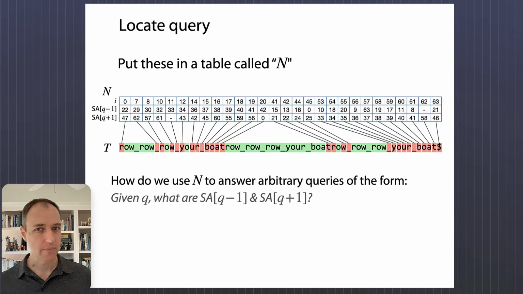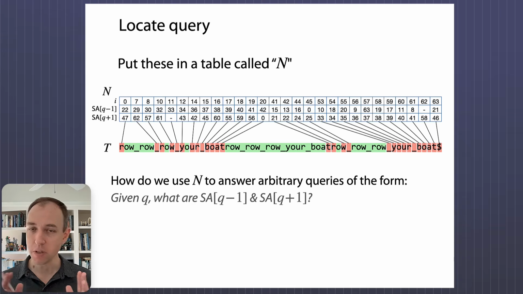But how do we do that? How do we use this N table to answer arbitrary queries of the form: given that I'm at offset Q with respect to the BWT, please tell me the suffix array entries for my neighbors on either side? We want to be able to answer that query for arbitrary values of Q, not just the ones that correspond nicely to these phrase heads, but all the ones in between as well. That's what we'll see in the next video.